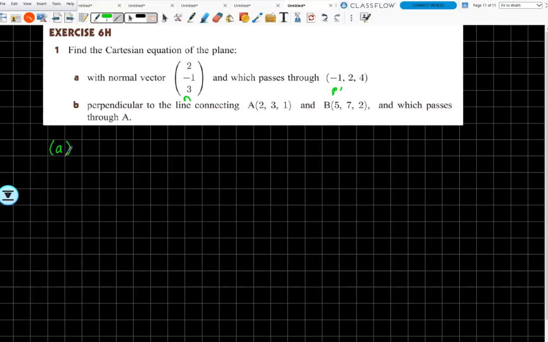So if you're doing this in your book, I would write normal equals 2, minus 1, 3. We've got our point, minus 1, 2, 4. And away we go. We go, well, that's going to be 2x minus 1y plus 3z. You remember what we have to do? Now we just multiply these together. So 2 times minus 1 minus 2, take 2, 3 fours are 12. And we've got our equation.